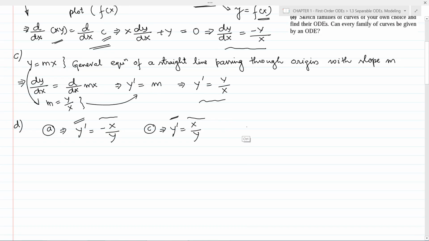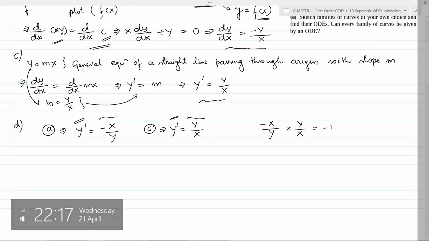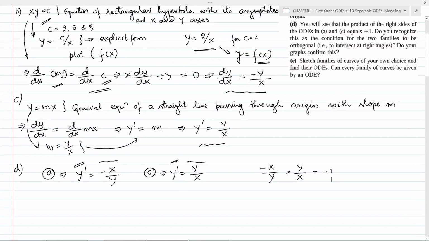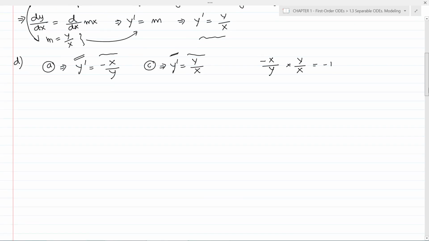Now, as per the question, if we multiply the right hand sides of the differential equations, we can write minus x by y multiplied by, I am sorry, this is y by x, multiplied by y by x, equal to, x and y terms cancel out, and we get -1. The question is saying, do you recognize this as the condition for the two families to be orthogonal, or to intersect at right angles.